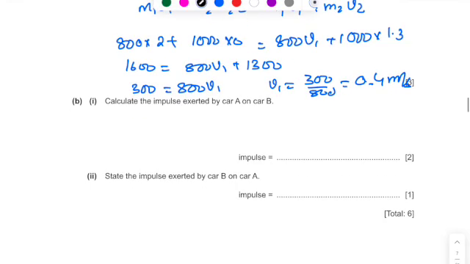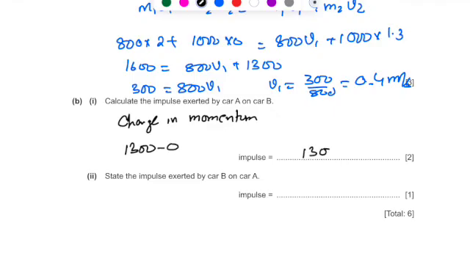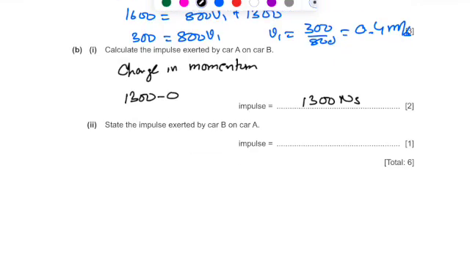Next, calculate the impulse. Impulse is nothing but what? Change in momentum. Impulse is change in momentum. So which is 1300 minus 0, which is 1300 newton second. Next, state the impulse exerted by B on A. It's going to be the same. Action equals reaction. So the same is going to be the momentum. Whatever A exerts on B will be the same as B on A.